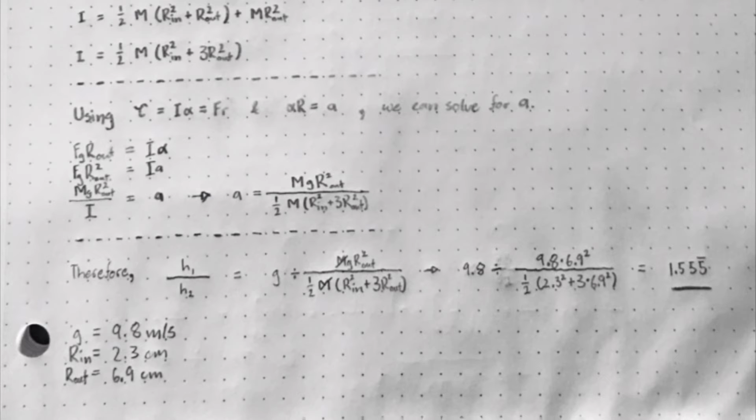And since we already knew that the force times the outer radius was equal to the inertia times the angular acceleration, we were able to isolate the formula where the acceleration is equal to m g r squared outer radius over 1/2 m times open bracket r squared of the inner radius plus 3 r squared of the outer radius close bracket. So since we already knew that h1 over h2 equals g over a, we applied the a that we just found using our radii of 2.3 centimeters and 6.9 centimeters, and we found a ratio of 1.55 repeating.